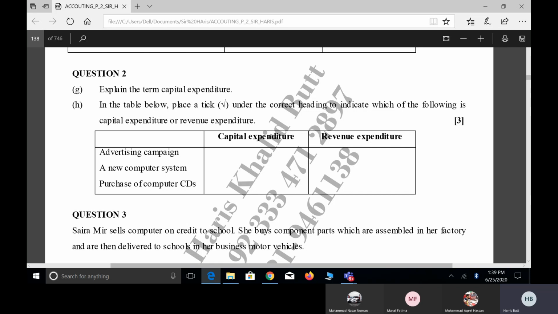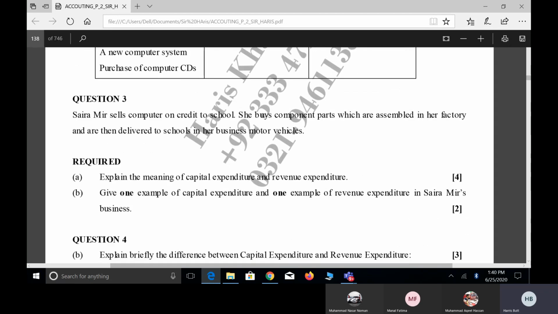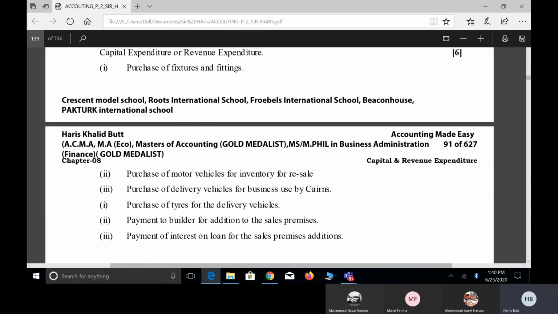A new computer system is a non-current asset. When you purchase it as a new one, it is a non-current asset, so it's a capital expenditure. Purchase of computer CDs is a revenue expenditure, क्योंकि CD बेटा एक्सपायर हो जाती है. ये CD जब पुरानी हो जाती है तो वो यूज नहीं होती है. अब देखो आजकल CDs तो आती ही नहीं, खत्म हो गई. इसका मतलब क्या हुआ कि वो रेवेन्यू एक्सपेंडिचर होती है, कि वो एक्सपायर हो जाती है, खत्म हो जाती है after a certain period of time. लॉन्ग टर्म के लिए यूज नहीं होती हैं, तो रेवेन्यू एक्सपेंडिचर में कहलाई जाती हैं ये.